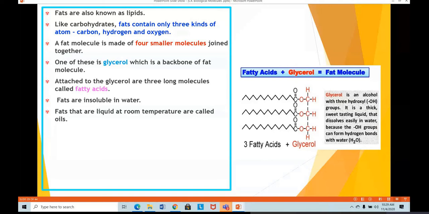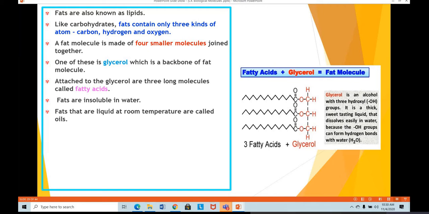And what are the elements with which the fats are made up of? What are the elements, girls? Carbon, hydrogen, and oxygen. Thank you so much. Carbon, hydrogen, and oxygen are the elements with which fats are made up of. So when we break down one fat molecule, it breaks into how many parts, and what does it break into? What does one fat molecule consist of? Glycerol. Yeah, glycerol. And fatty acids. Excellent.